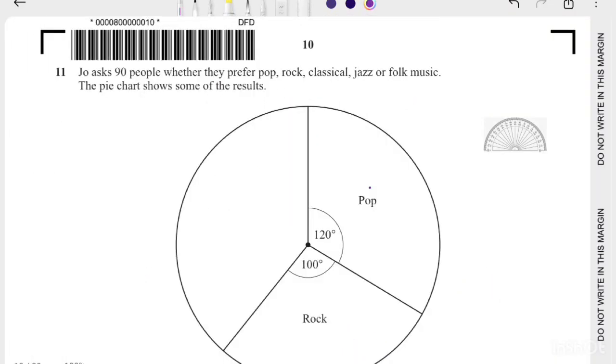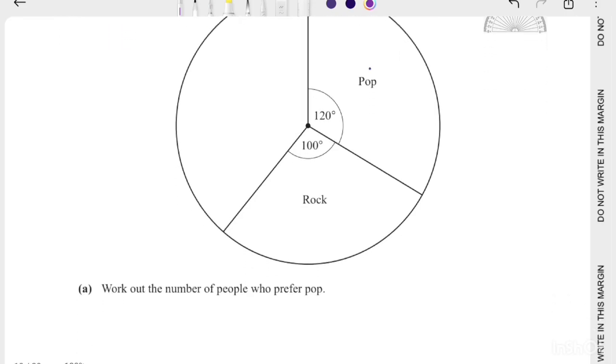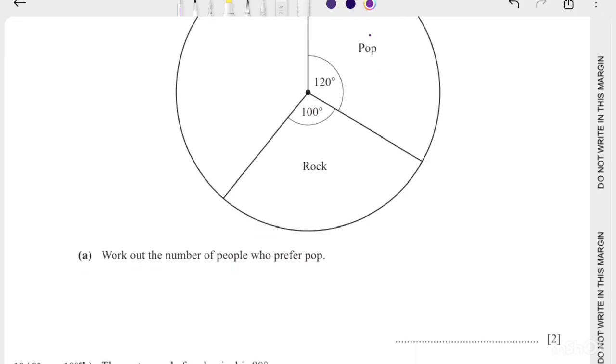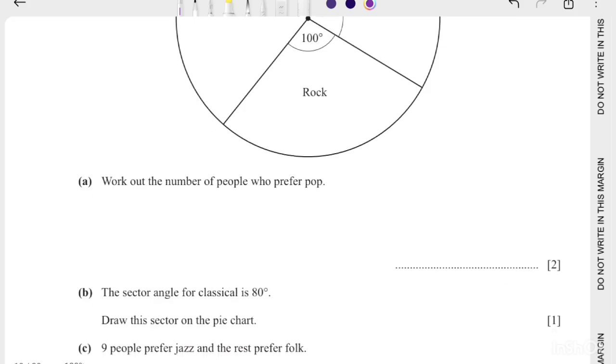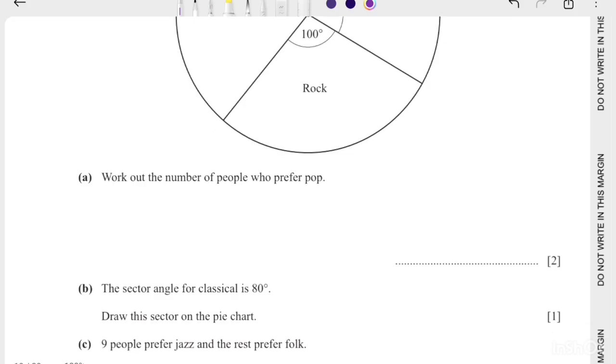Question number 11. Joe asked 90 people whether they prefer pop, rock, classical, jazz, or folk music. The pie chart shows some of the results. Sector of pop is drawn and sector of rock is drawn. So work out the number of people who prefer pop.